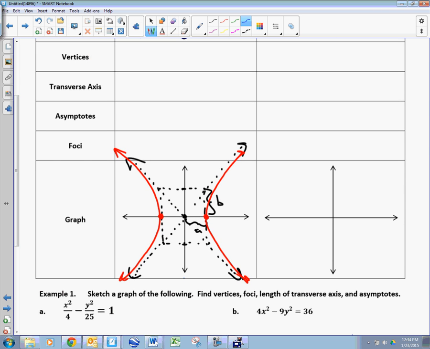Those red dots are the vertices. What is the location of the vertices? Very good. Plus or minus a, 0. They're over a units. We'll also do the length of the transverse axis, and then we'll sketch a vertical one. The length of the transverse axis is the distance between the 2 vertices. Anybody know that distance? 2a.